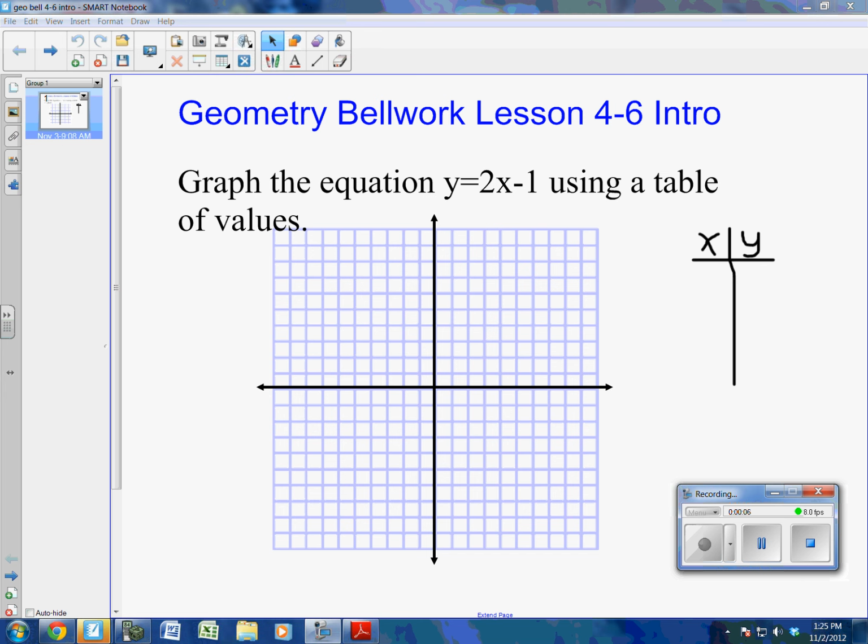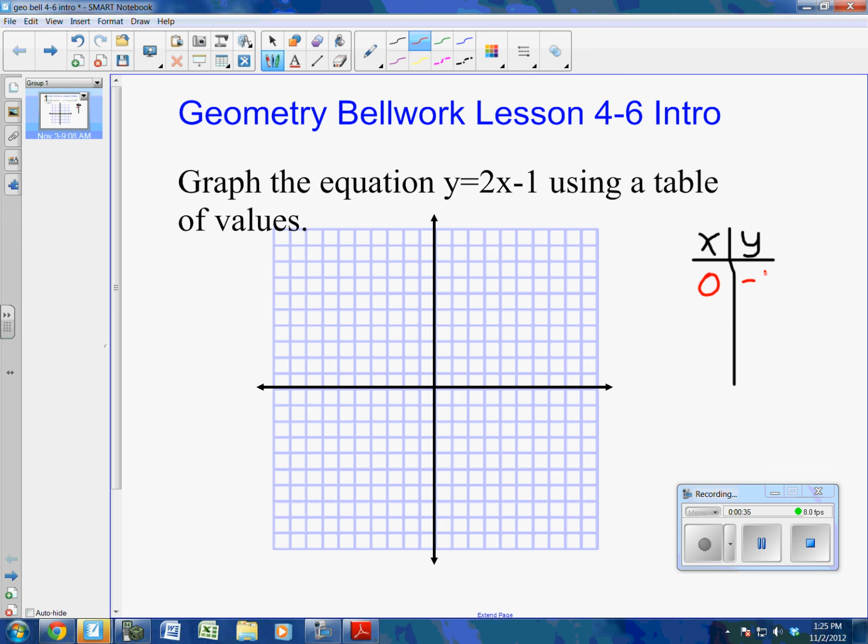All right. Graph the equation y equals 2x minus 1 using a table of values. Who knows what I mean by that? Isaac, what does that mean? Okay, so he's saying if you put 0 in for x, 2 times 0 is 0, minus 1, you'd get a negative 1. Okay?